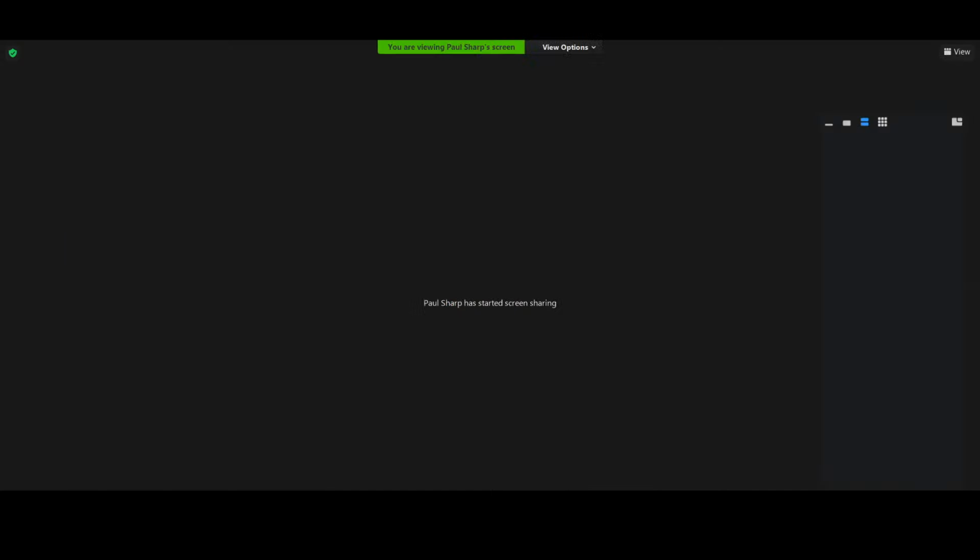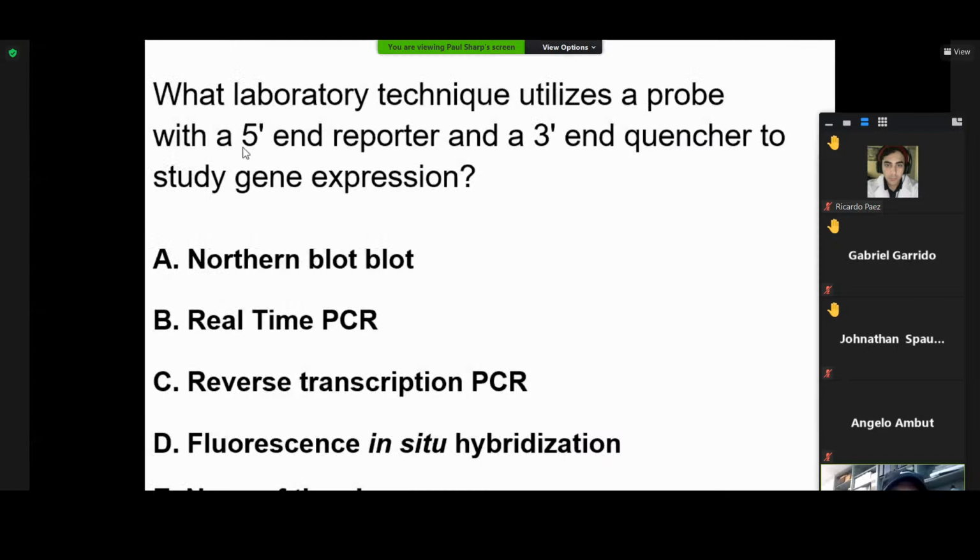Okay, so let me go back over here. This right over here is a TaqMan probe, and yeah, that's real-time PCR. So B is the correct answer. So let's go and move on.